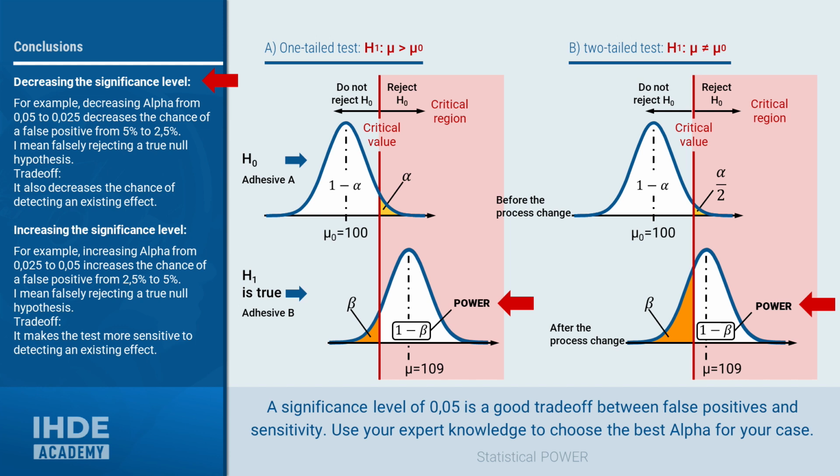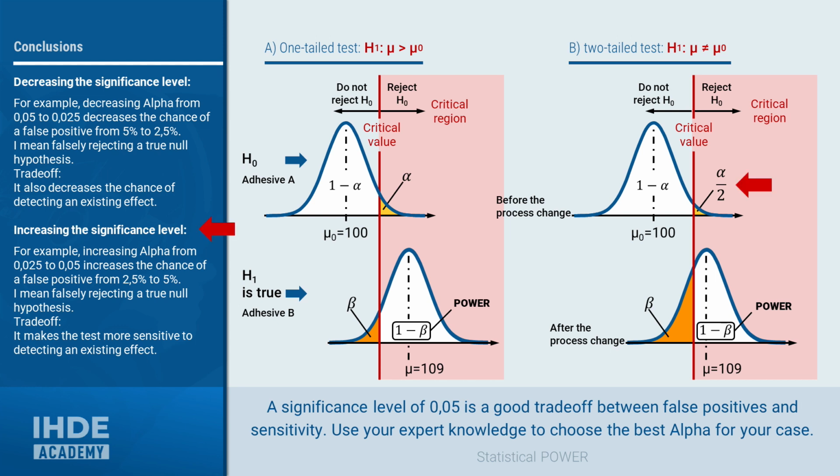So, if we compare the power 1 minus beta at alpha half with the power at alpha, we see that the power at alpha half is smaller. However, reducing the error probability alpha also means a lower statistical power. This increases the risk of a type 2 error. So, having a test that fails to detect a difference or effect when in fact it is there.